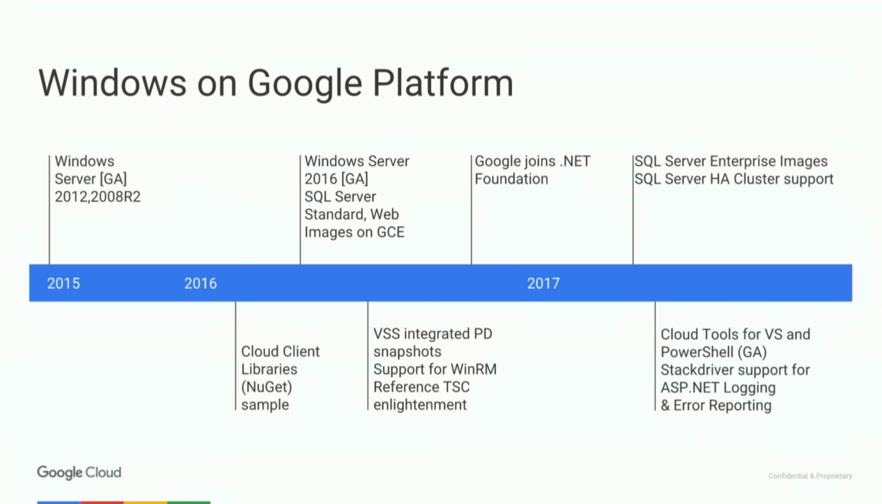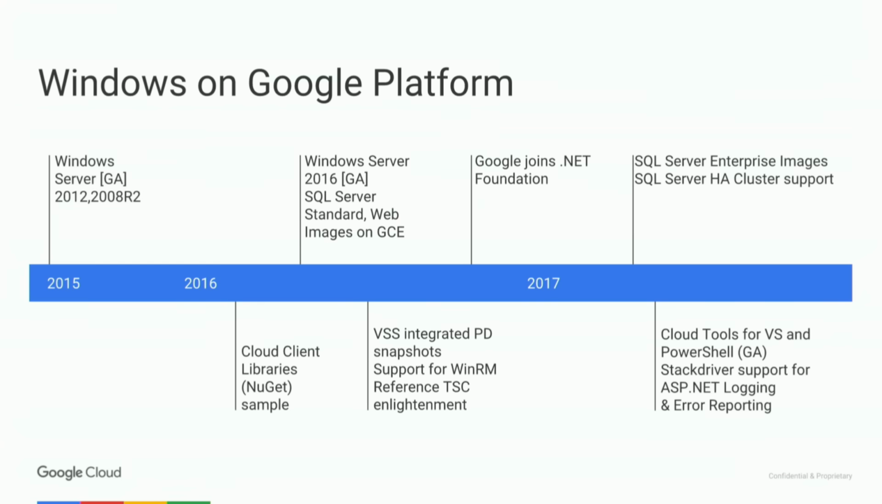So Google Cloud Platform has been supporting Windows Server images since 2015. We first started with Windows Server 2012 and 2008, and over the last year, we have had about a dozen or more launches and improvements specifically for Windows and SQL Server. So in March, we GA'd SQL Server images. So these are pre-configured images with license included.